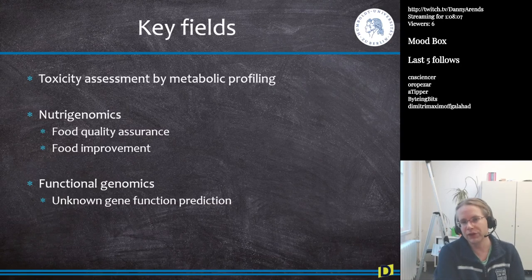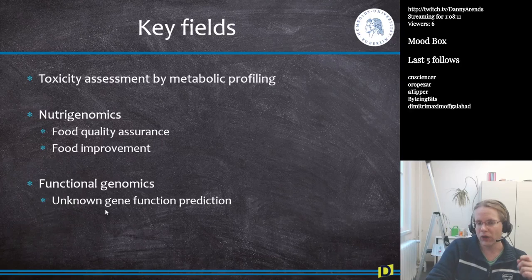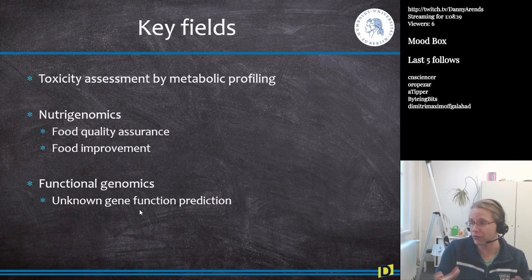Also, one of the fields of metabolomics is functional genomics, where we use it to predict the function of unknown genes, right? So unknown gene function prediction is one of these fields, which is a big field, where a lot of the knowledge from metabolism and metabolomics comes in.